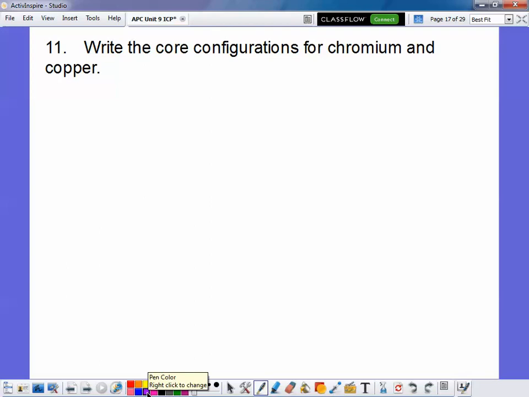Chromium and copper. We're going to write the core configurations. Remember, that's the noble gas configuration. So let's deal with chromium first. It has 24 electrons. Which noble gas are we going to use? Argon. What comes after argon? 4s2 3d4. Let's draw out the orbital diagram for the valence.